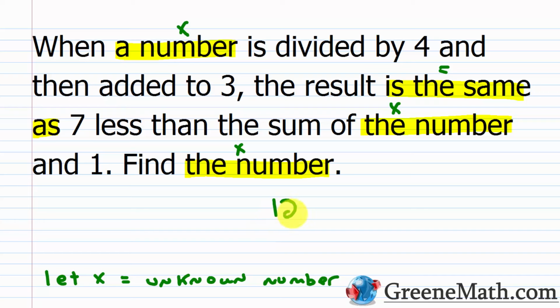So 12 here. Okay, so let's check. When 12 is divided by 4, that would give me 3, right? 12 divided by 4 is 3. And then added to 3, so 3 plus 3 would be 6. We say the result is the same as, or equal to, 7 less than the sum of, you'd have x as representing the number, so 12 and 1. So the sum of 12 and 1 is 13. And if I had 7 less than that, I would have 6. So again, same value on the left as you have on the right. So you can say that 12 is in fact the correct solution. That's your unknown number.